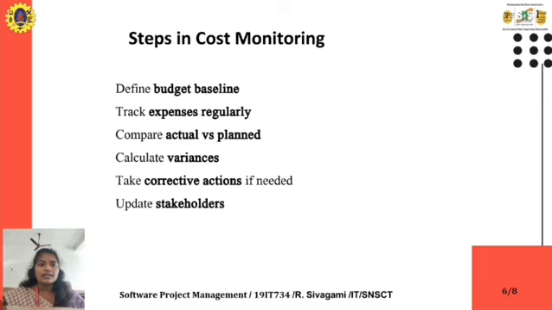Take corrective action if needed. If our project takes more money compared to our planned cost, we take corrective action for that status. And then update the stakeholders. Each and every time we should update the money spent on that project to the stakeholders.